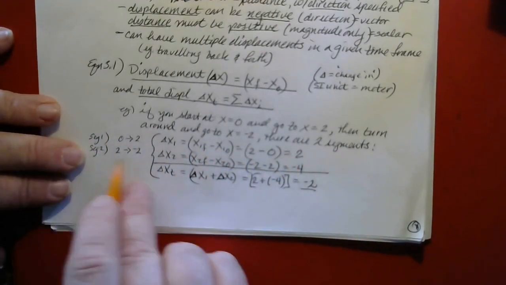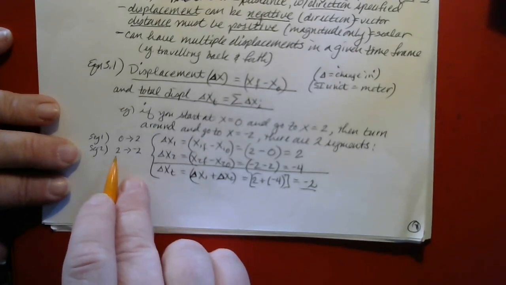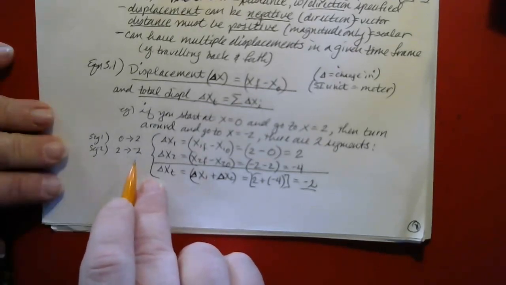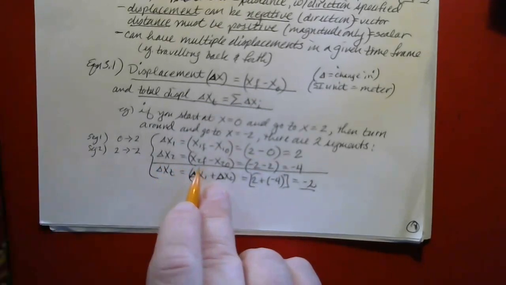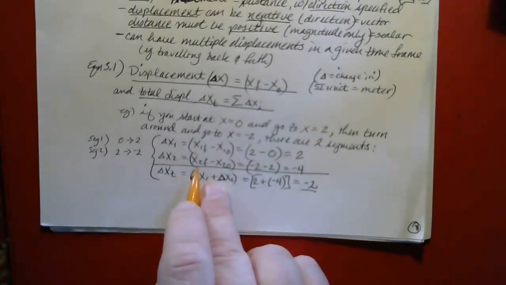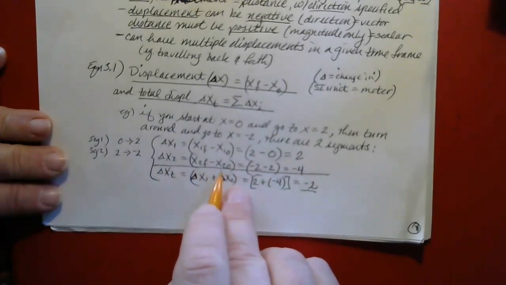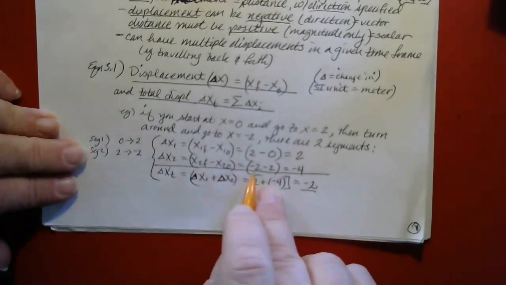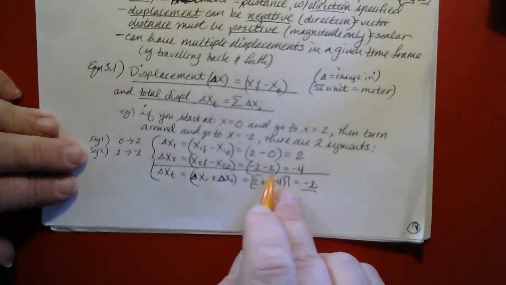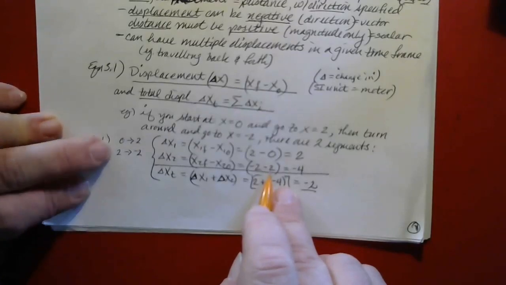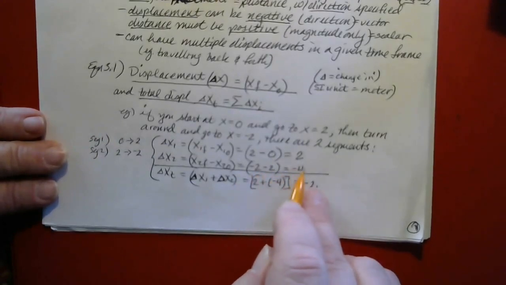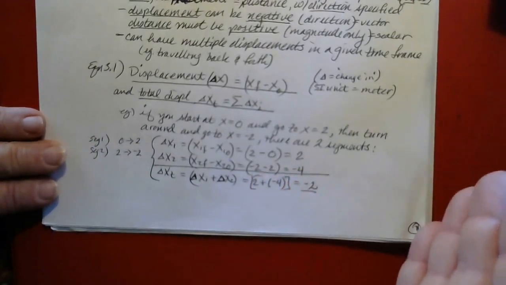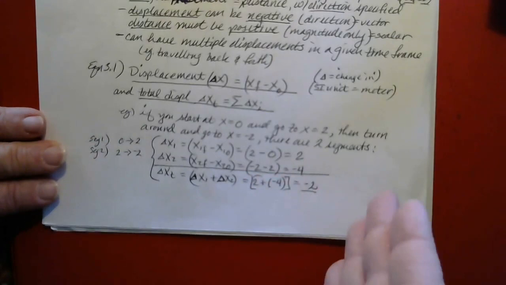Then you have the second segment of the movement where you are at x equals 2, and you turn around and go back to x equals minus 2. And the displacement for the second segment will be the final x coordinate for the second segment, minus the original x coordinate for the second segment. So that's going to be minus 2, because that's where you end up, minus positive 2, because that's where you started out for the second segment of this little journey here. And negative 2 minus 2 is negative 4. So that's the displacement for the second leg of the journey. Because you went from positive 2 down to negative 2, that's a difference of 4 in the negative direction.